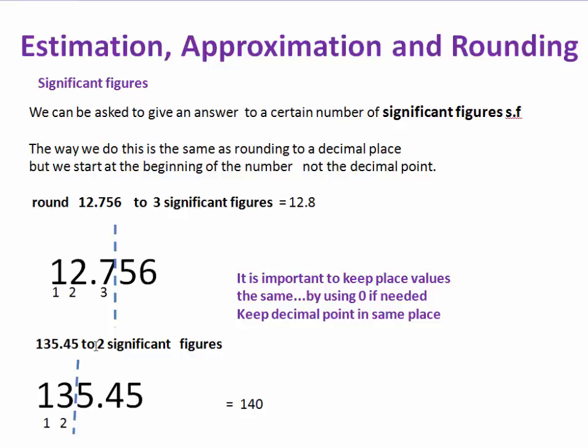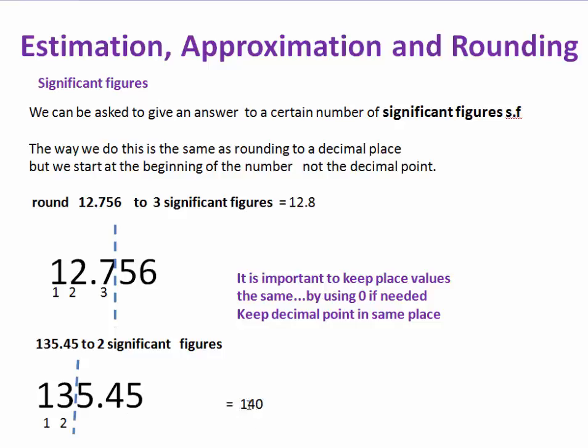Now 135.45 to 2 significant figures. So this here is the first significant figure, and this is the second. So we want to look at the next number, which is 5. Is that rounding 5 or greater? We've got to change this 3 to a 4. So this gives us 140.